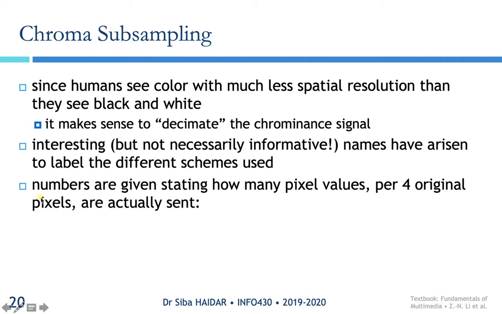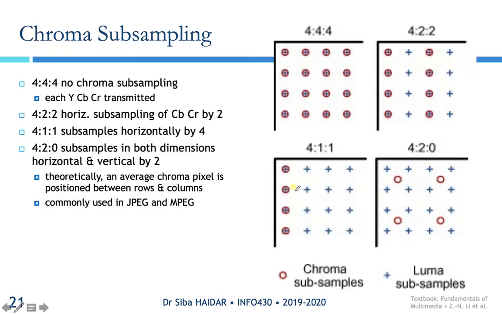So, the numbers are given stating how many pixel values per 4 original pixels are actually sent, and we will now be seeing interesting but not necessarily informative names that have arisen to label the different schemes used. We will see different methods of subsampling, and different conventions: the 444, the 422, the 411, and the 420. We call these names weird because they don't really help us to remember every subsampling scheme.